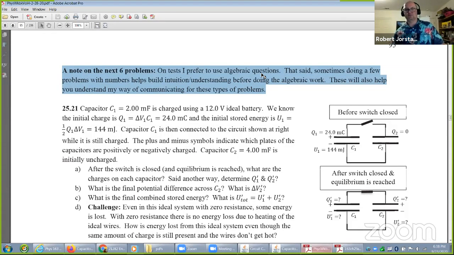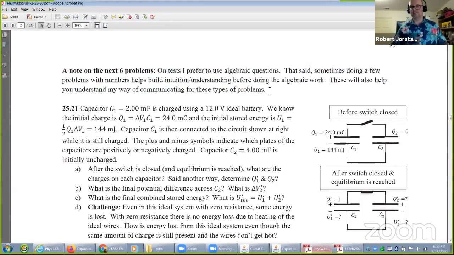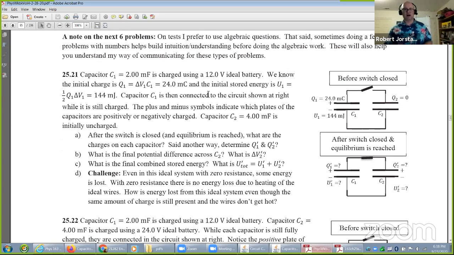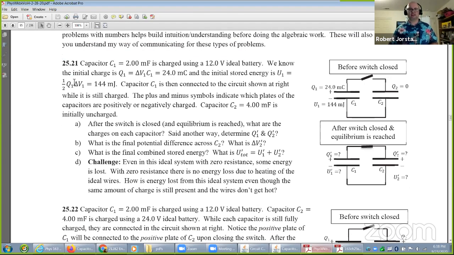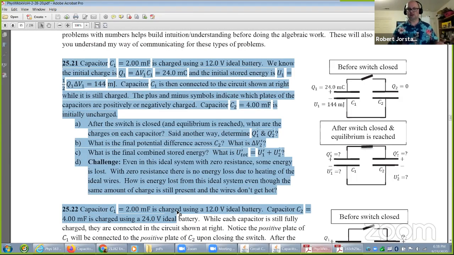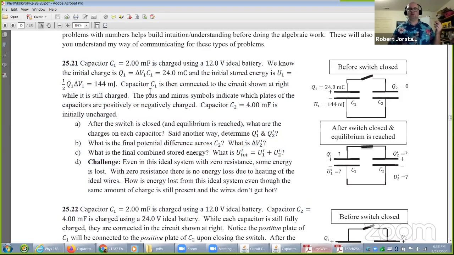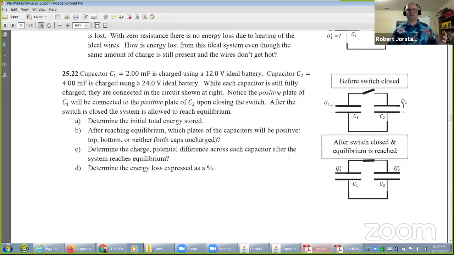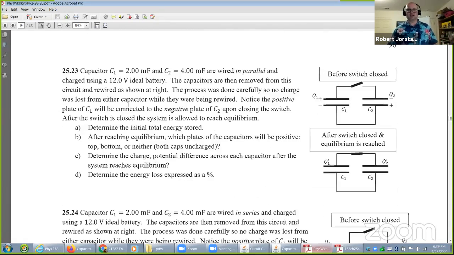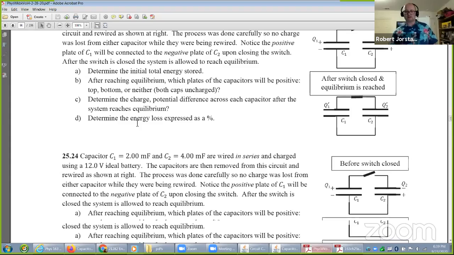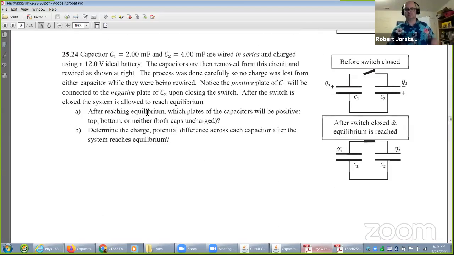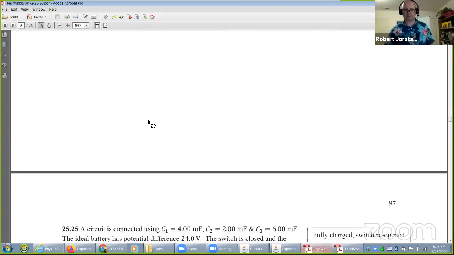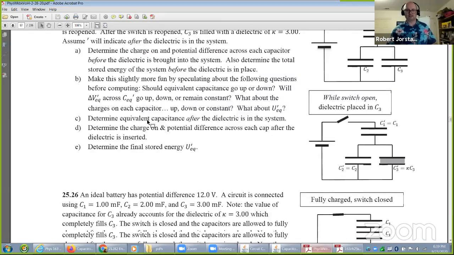I prefer algebraic questions, but as Ryan just noted, it's almost impossible to get these unless you do a few with numbers first. So I highly recommend, you see I did a couple of these with numbers for you that you can do at home, and you could follow along with the solutions for 21 and 22. And then after that, this is kind of where, oh wait, this one has numbers too. Oh, I see. So there's a bunch of them with numbers there for you to practice this.